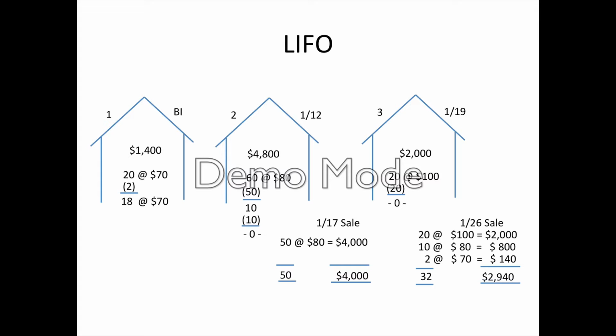It is now time to reconcile to the goods available, which is the same amount as in the FIFO example. The cost of goods sold is the total of the January 17th and January 26th sales. Ending inventory is calculated by taking the 18 units left in garage 1, or beginning inventory, times the $70 per unit. Notice that since the cost per unit is going up with each purchase, $70, then $80, and finally $100, the cost of goods sold is higher in LIFO than it is in FIFO.